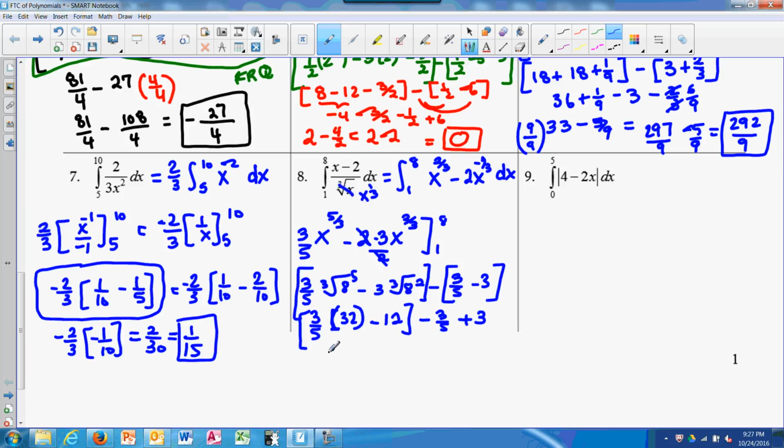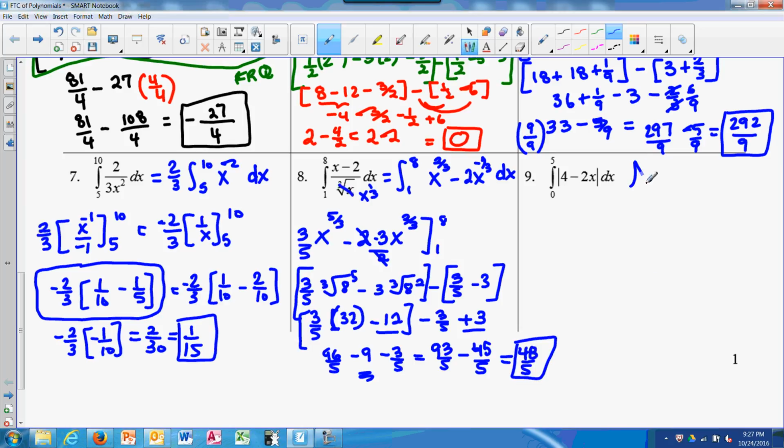So I have 96 over 5. I have a minus 12 and a plus 3, so minus 9, and a minus 3 over 5. So I have a 93 over 5, and I combine the fifths. I'm going to rewrite the 9 as negative 45 over 5. So I get 48 over 5 as my final answer.